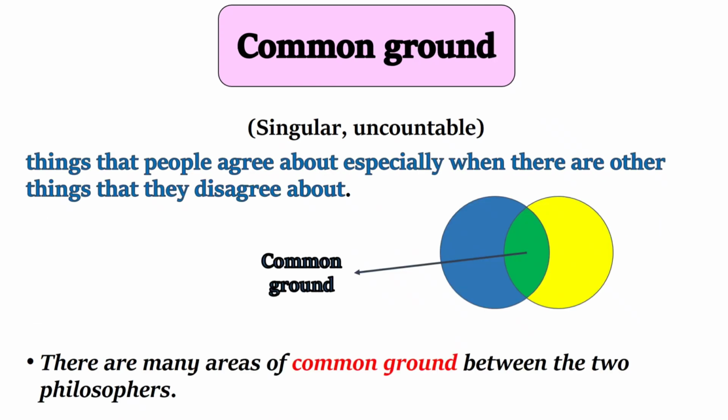Common ground. It is a singular and uncountable noun. The meaning is things that people agree about, especially when there are other things that they disagree about.